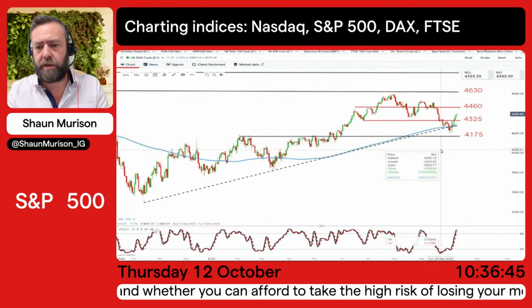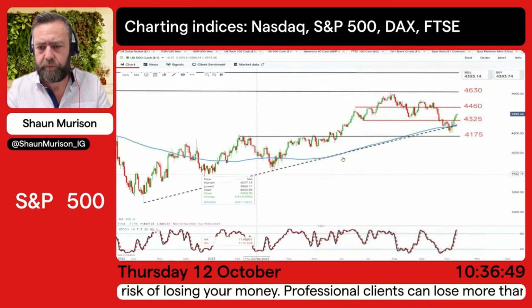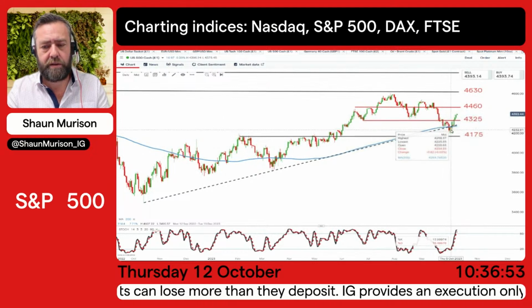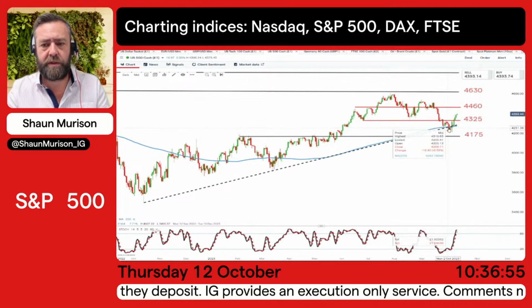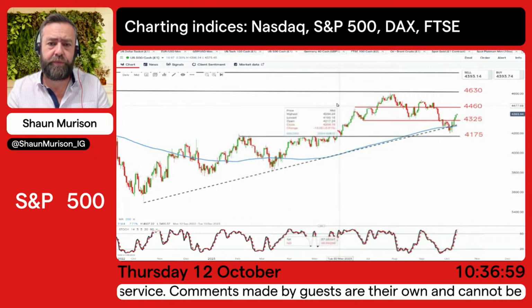But certainly not looking at picking levels to short the index right now. There is some bullish momentum, and that trend is still a little bit undecided. Not too convinced that it's broken just yet.